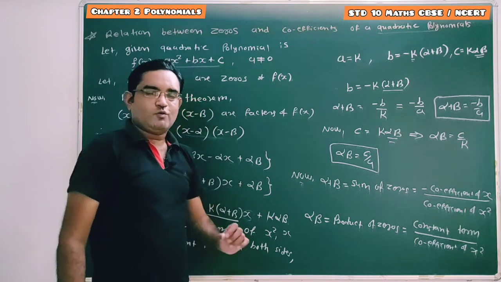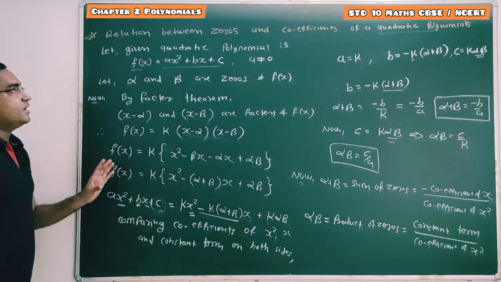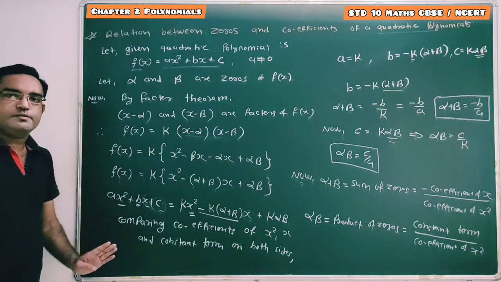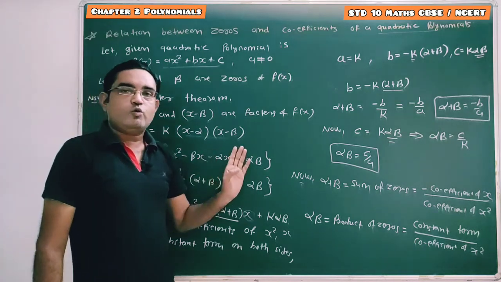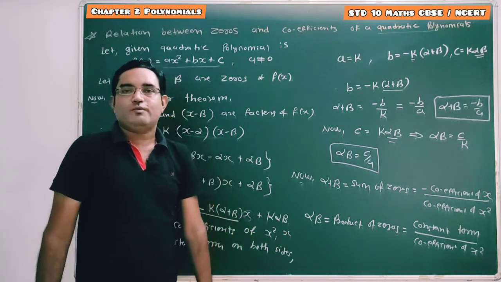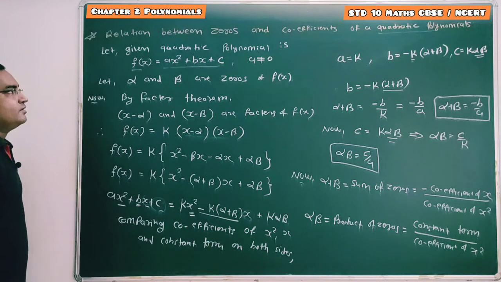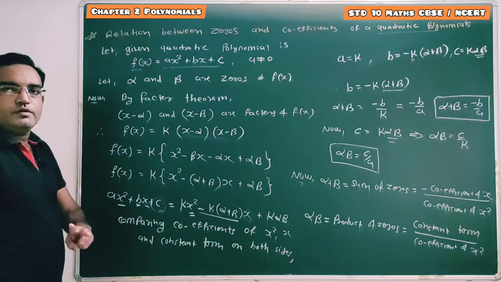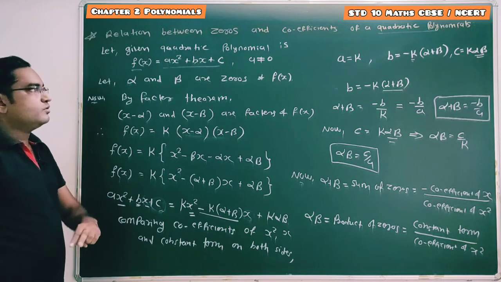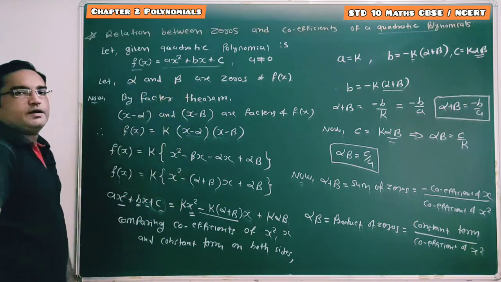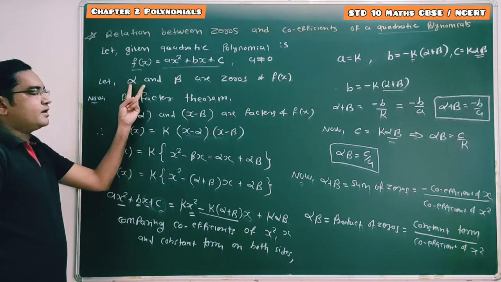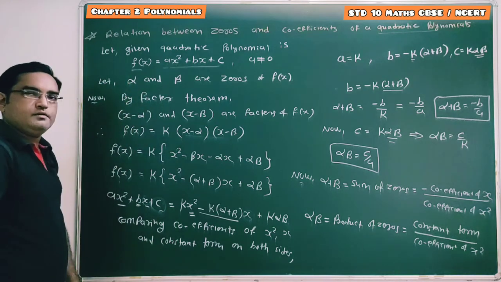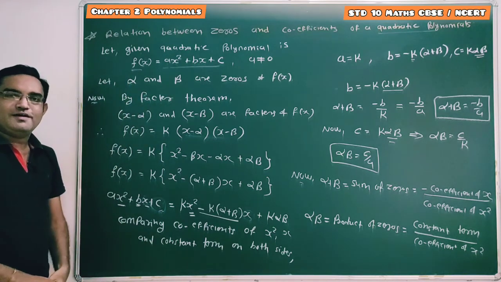Clear students? So a very simple question is there, that means we have to derive the relationship between zeros and coefficients of a quadratic polynomial. For a quadratic polynomial the maximum power of variable x is 2, so a maximum of 2 zeros are there, and we have assumed that the zeros are alpha and beta. Done. So now pause this video and note it down.